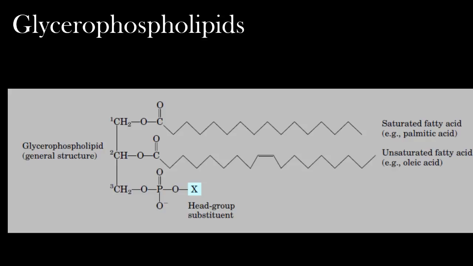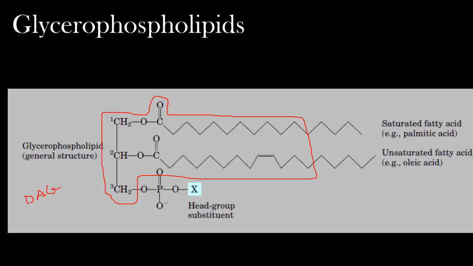Glycerophospholipids. This is the structure of glycerophospholipid. Here you can see a glycerol and two acyl groups linked with ester linkage, right? This entire structure, the glycerol and two acyl groups, is called diacylglycerol or DAG. Along with this DAG, a phosphate group is attached at the C3 carbon. So DAG plus a phosphate group is called phosphatidic acid. This entire structure is the backbone of all the glycerophospholipids.